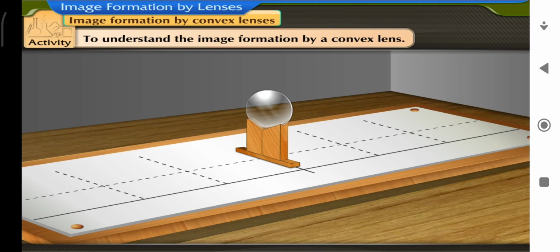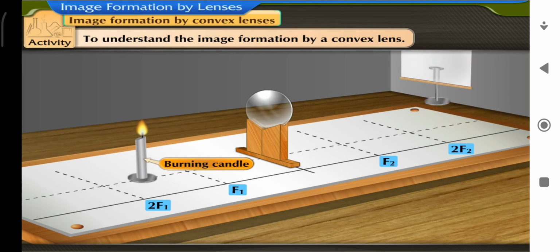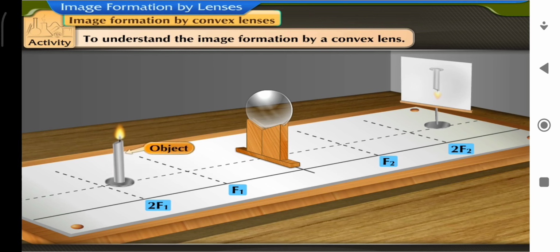Mark points at distances f and 2f on both the sides of the lens. Label these marks as 2f1, f1, f2 and 2f2 respectively. Take a burning candle. Place the burning candle at different positions relative to the lens. Place the screen on the opposite side of the lens. Place the object far beyond 2f1 to the left.